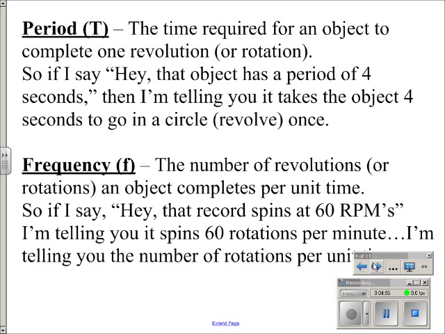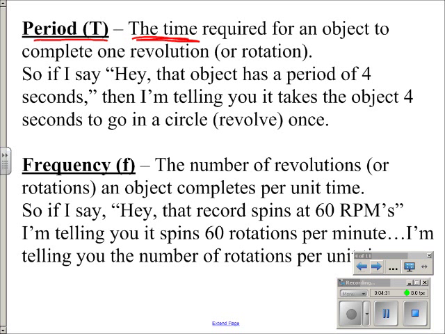So, two other super, super important definitions. These are colossally important. All right? So, the first term is what's called period. Capital letter T is the symbol for period. And the reason that capital T is the symbol for period is because period is a measure of time. Specifically, it measures the amount of time required for an object to complete one revolution or one rotation.